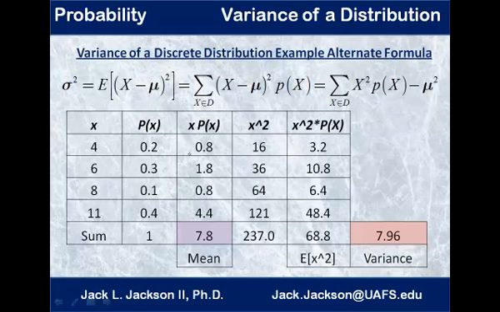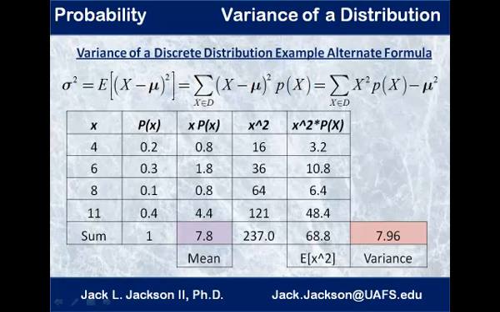0.3 is the probability of 6 times 6 squared. 0.3 times 36 is 10.8. 0.1 times 64 is 6.4. And 0.4 times 121 is 48.4. So these four numbers are the x squared times the p of x's, and we want to add all those up to get 68.8, and that's the expected value of x squared. The 7.8 is the expected value of x.